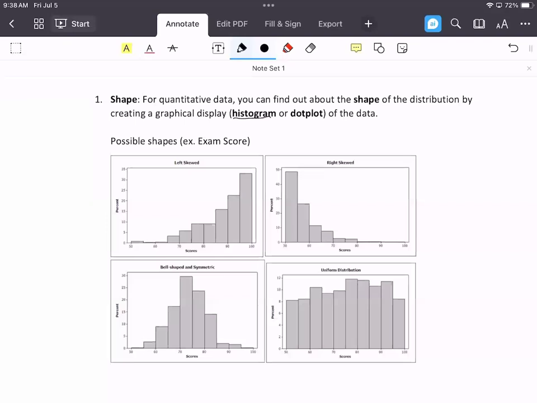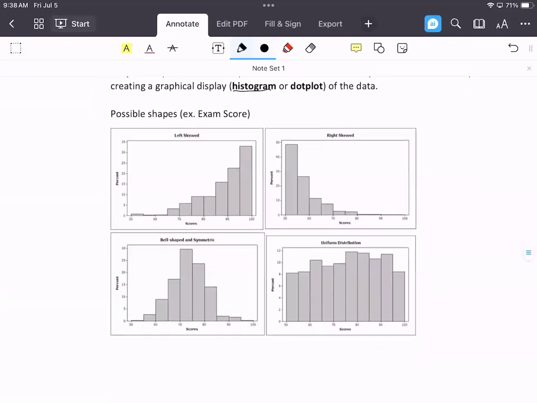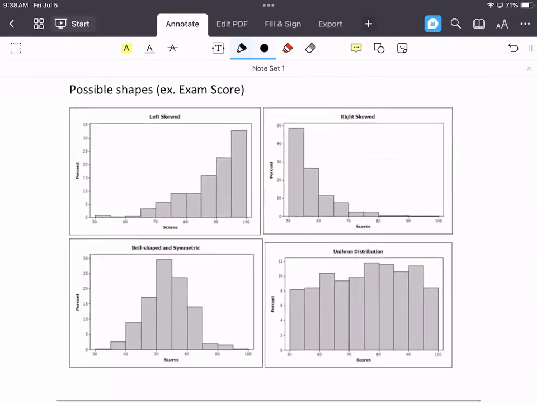For quantitative data, we can find out about the shape by creating a graphical display, a histogram, which is what's shown below, or a dot plot. We'll see an example of the dot plot later in this note set. I personally, if I'm doing it by hand, I'll use a dot plot because histograms can be a little bit of a pain to generate by hand. Usually you're going to notice that these are generated using a piece of software. These are the possible shapes for exam scores. So let's talk about what these shapes are and how we identify them.